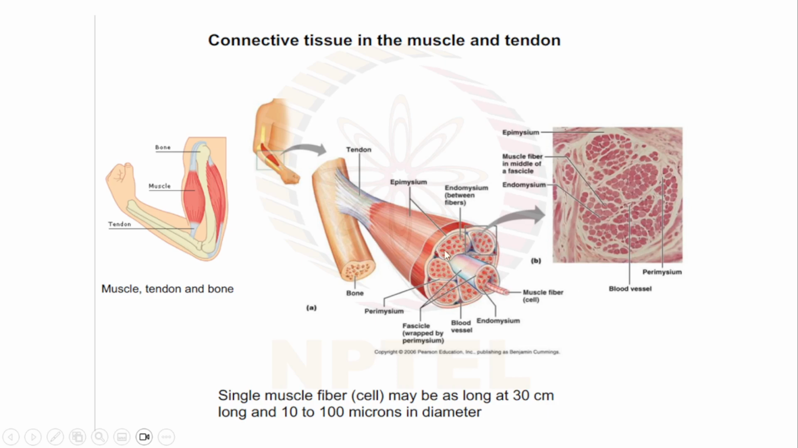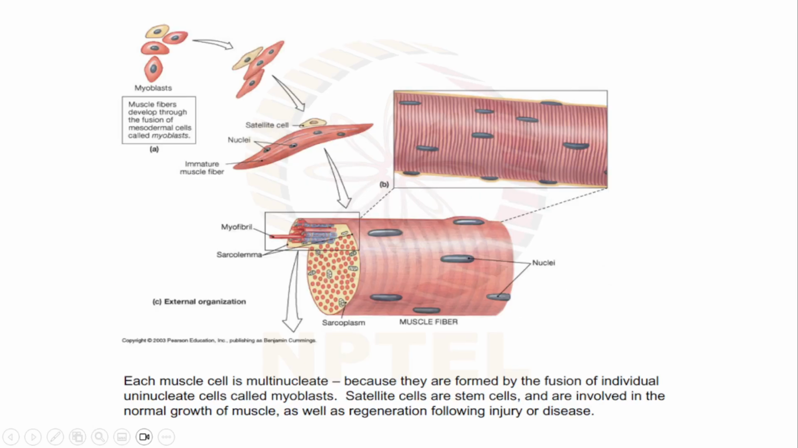Okay, and as I told you, it is a bundle of many muscle cells that come together to form this bundle. Single muscle fiber cells may be as long as 30 centimeters, and the diameter is generally 10 to 100 microns. And next thing is this. As I told you, this is the single muscle cell, and these many muscle cells come together to make the whole muscle.